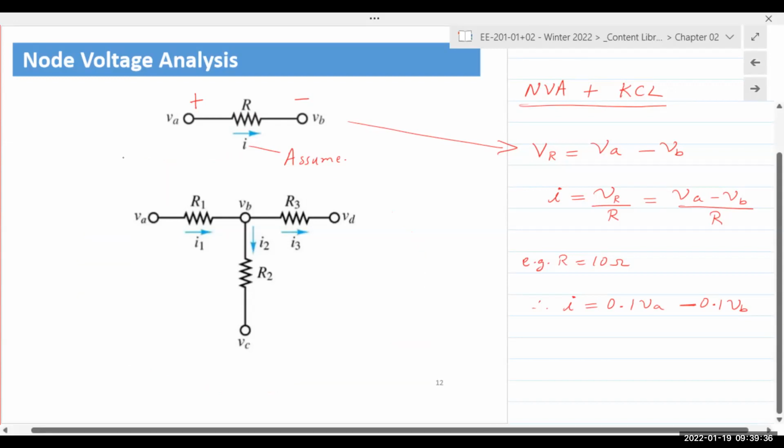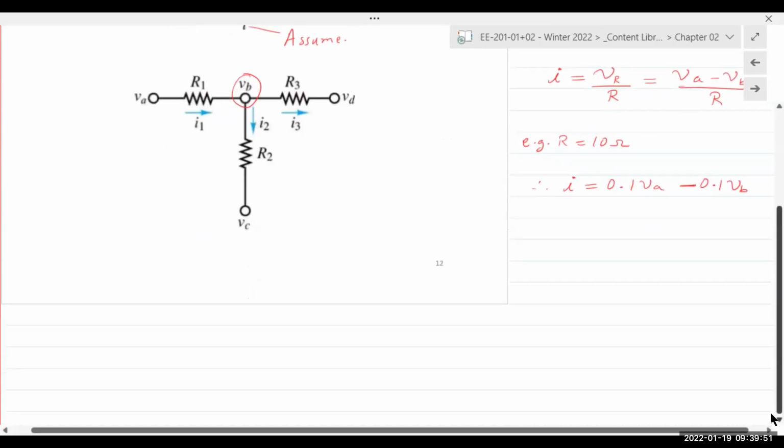So if you take a look at the second image, you have three resistors, R1, R2, and R3, with the assumed current directions for I1, I2, and I3. What we're going to do is apply KCL at node B. We obtain I1 is equal to I2 plus I3, right? One current entering and two currents leaving. So I1 enters, I2 and I3 leave.